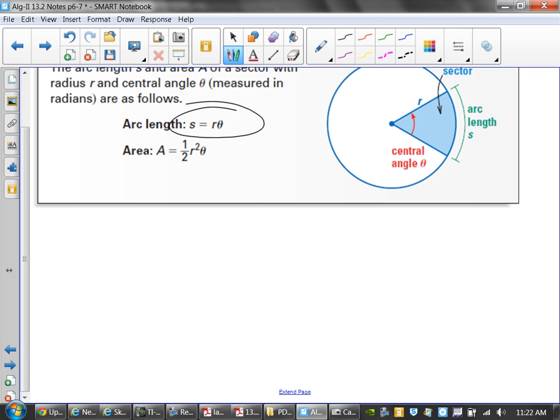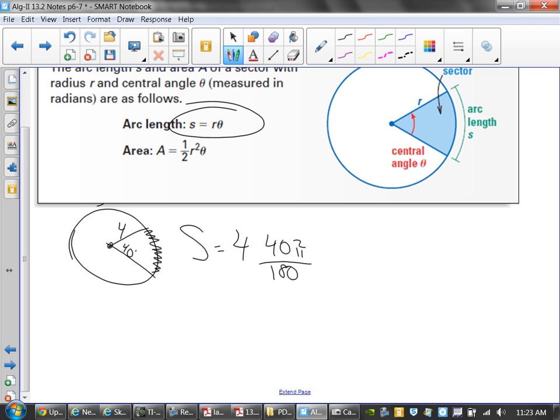So for example, we have a circle, radius of 4, a central angle of 40 degrees, and I want to find the arc length. Remember, the arc length is this part here. 4 times theta, which is 40 pi over 180. Remember, you got to switch it from degrees to radians. So when you switch from degrees to radians, you're multiplying by pi and dividing by 180. And then you just have to simplify your fraction.